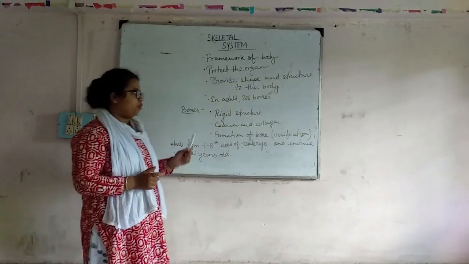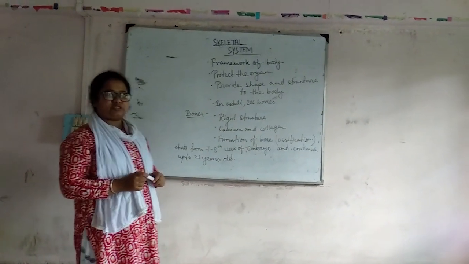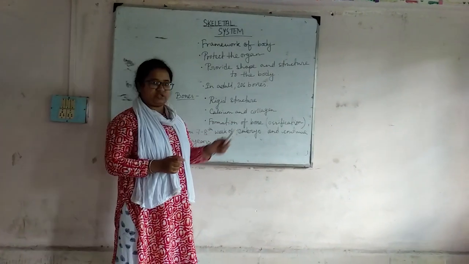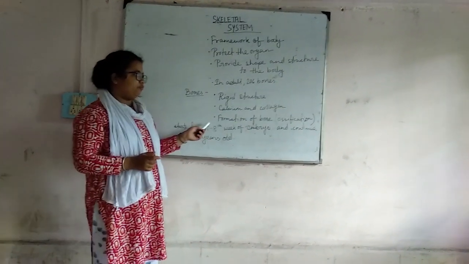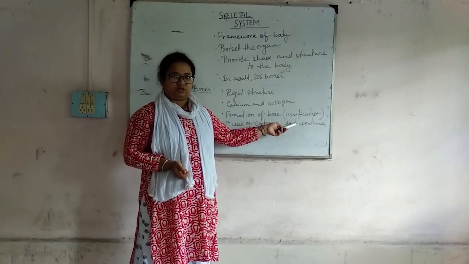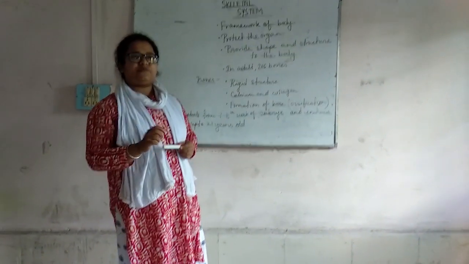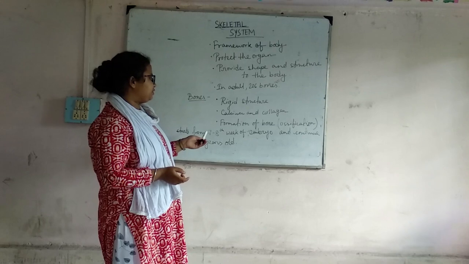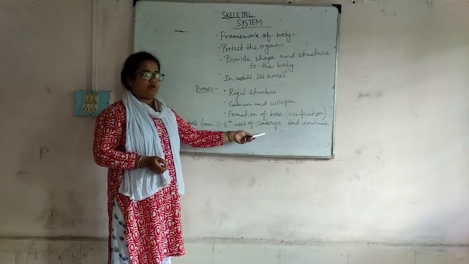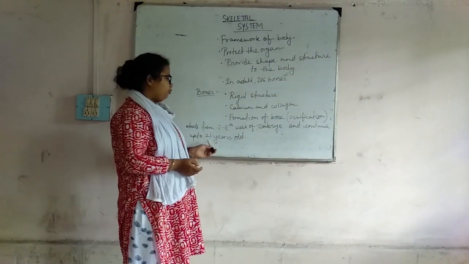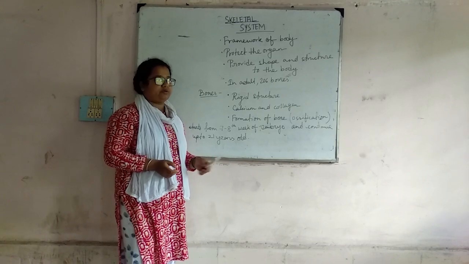So what is bone? Bone is a rigid structure which is made up of calcium and collagen. The formation of bone is called ossification. That means ossification is the process of formation of bone. This ossification process starts from the 7th to 8th week of the embryo and it continues up to 21 years old.